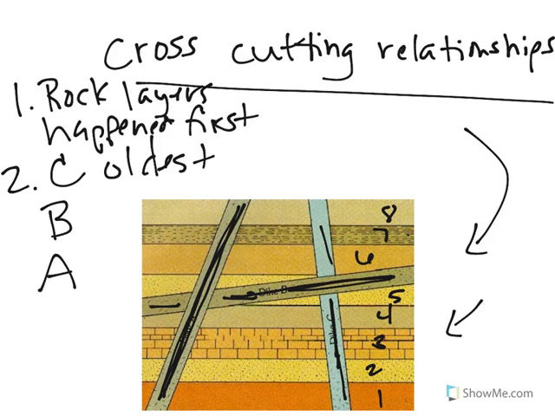So cross-cutting relationships is important because it's going to give you that sense of time and that sense of order. And that's what we're going to do here for the homework, because we're going to be using relative age dating techniques, which allows us to put events in order, right, in the sequence that they occurred.